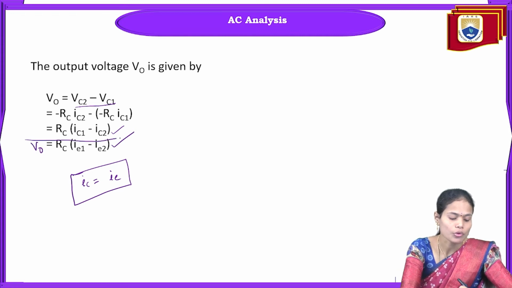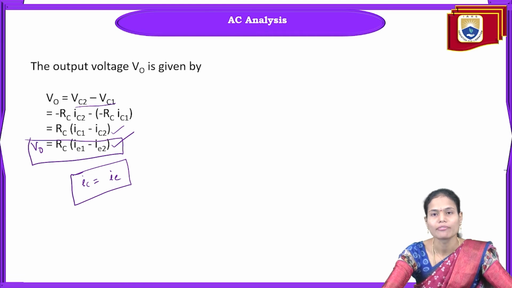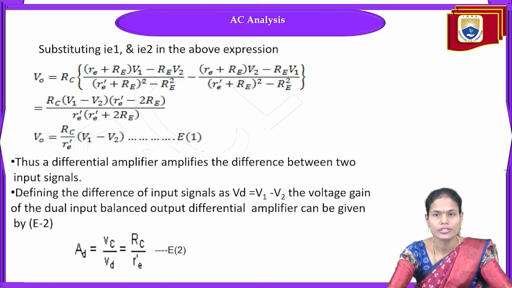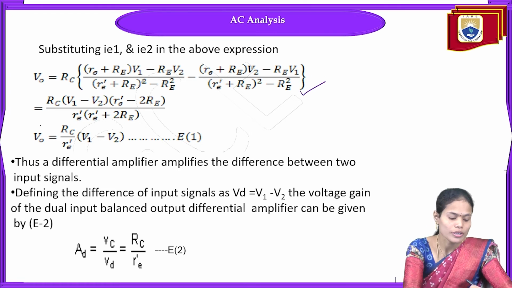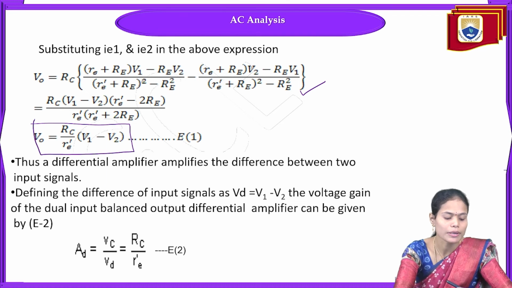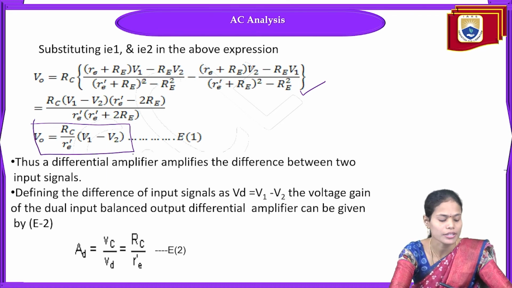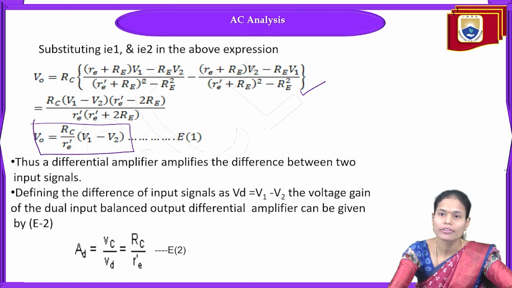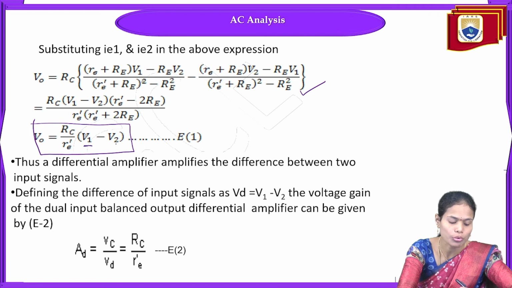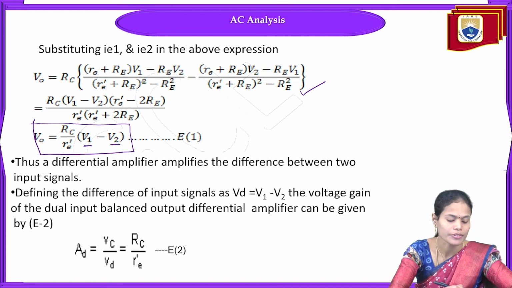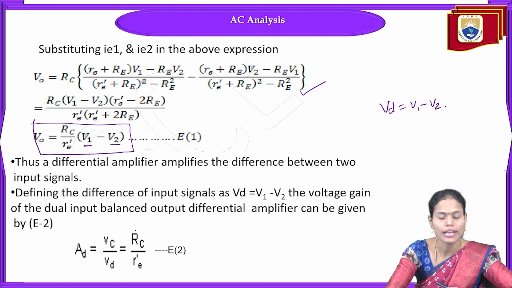So the differential output voltage is this much. Now we have to substitute the values of IE1 and IE2 in this equation. After substituting IE1 and IE2, we get this much. So the overall output voltage is RC by RE dash into (V1 minus V2). So the differential amplifier will amplify the difference of the two applied voltages V1 and V2. The differential input signal is Vd, equal to V1 minus V2, and that gives the voltage gain of the dual input balanced output differential amplifier.